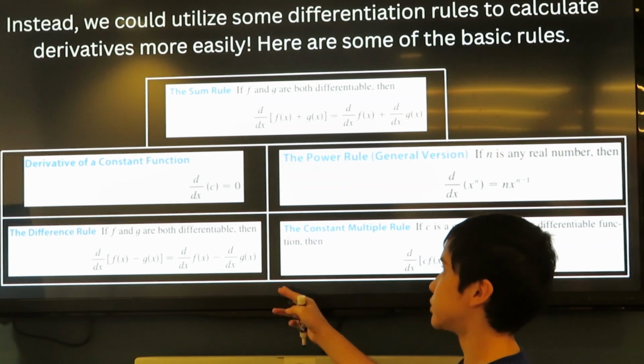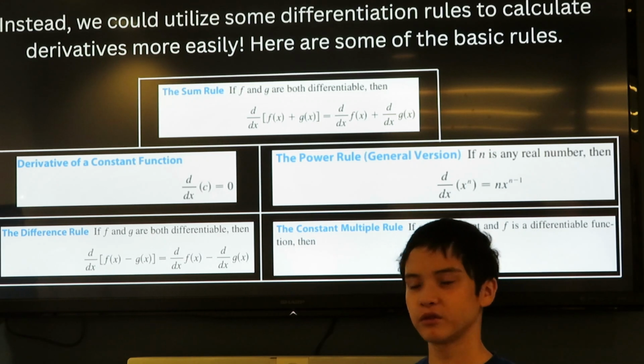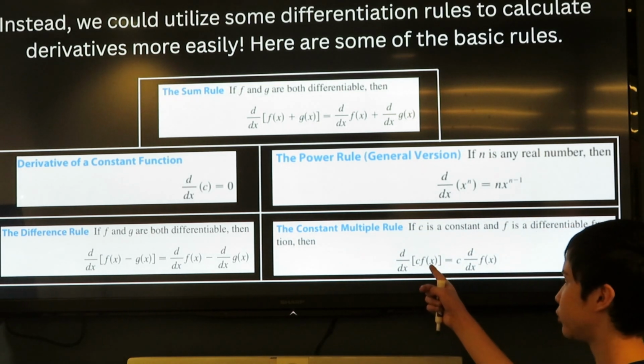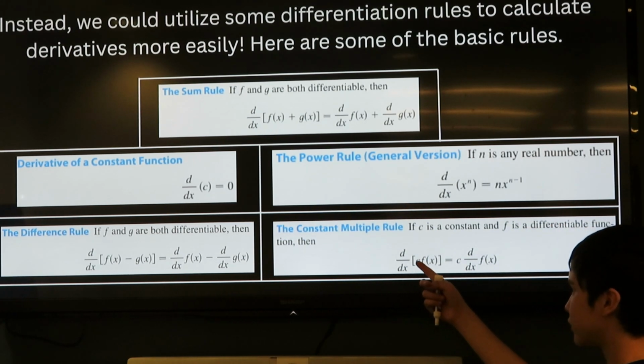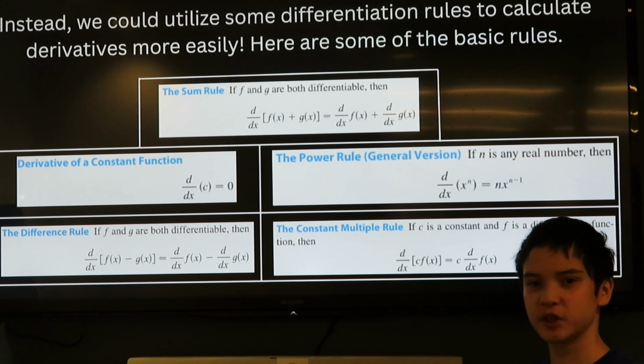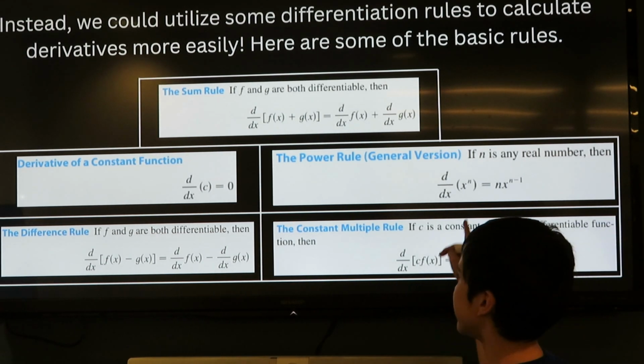There's a difference rule, which is basically like the sum rule, but you multiply the functions by -1. There's a constant multiple rule, which helps us verify the difference rule from the sum rule, because the derivative of the constant multiplied by a function is basically equal to the constant times the derivative of the function. And we have the power rule.